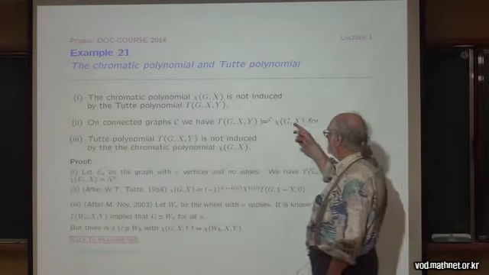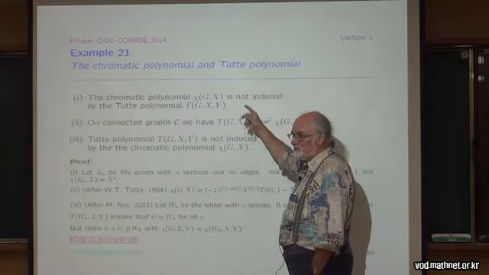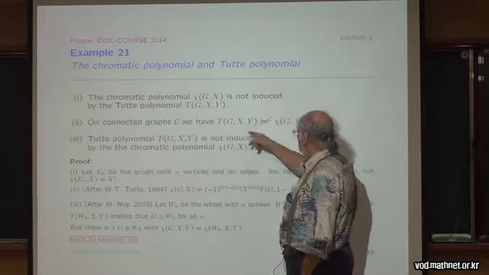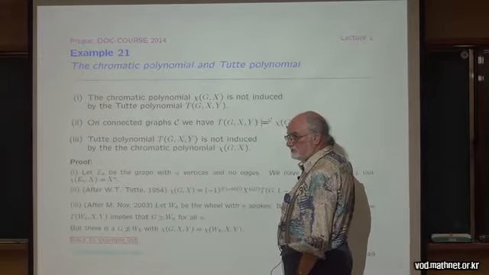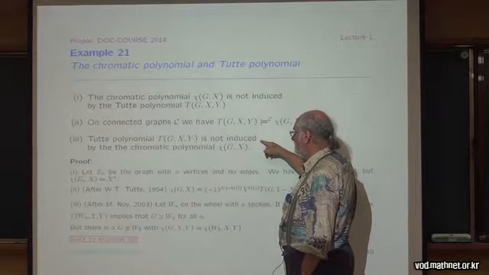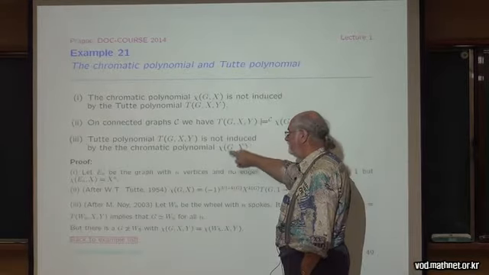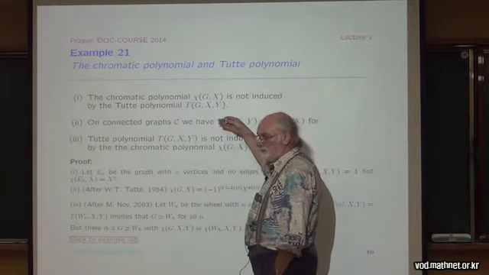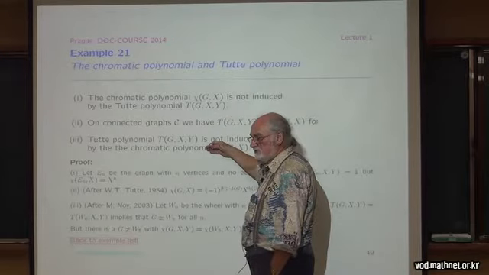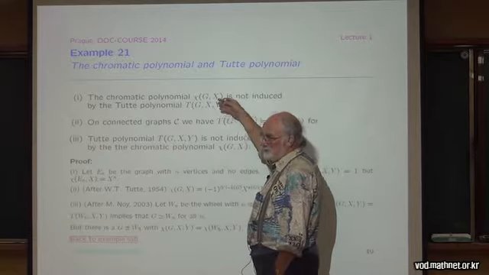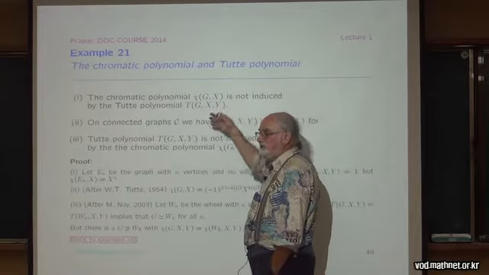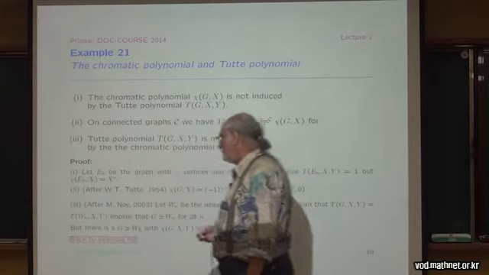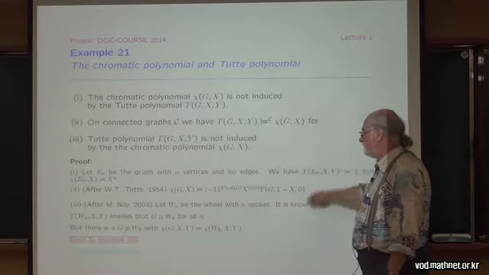Again, the chromatic polynomial is not determined by the Tutte polynomial because of the number of connected components, but on connected graphs the Tutte polynomial determines the chromatic polynomial. The Tutte polynomial by itself, the other way around, is not determined by the chromatic polynomial. So on connected graphs, the Tutte polynomial is a proper generalization of the chromatic polynomial. If you smuggle in the additional parameter of the number of connected components, you can phrase a version which is also true the other way around. And there is a sketch of proof here.